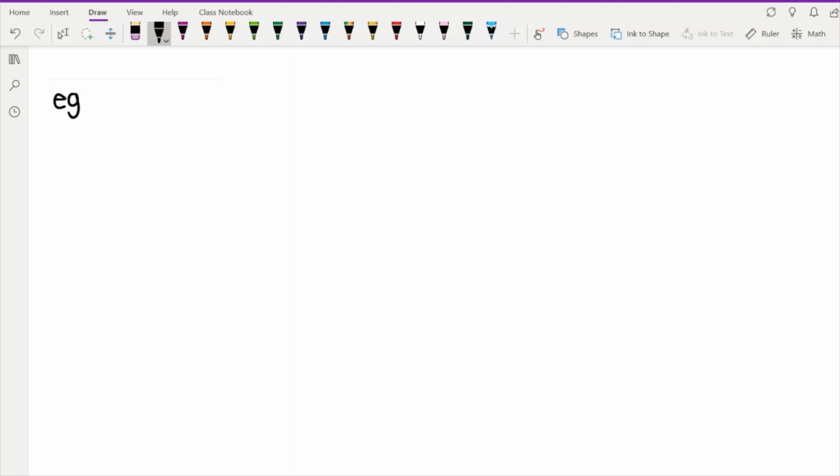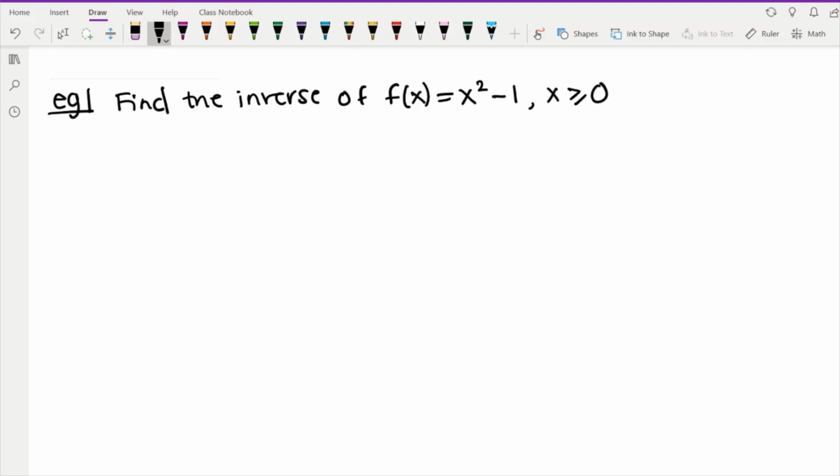Okay, so let's say that we wanted to find the inverse function of the function f of x is equal to x squared minus 1. Remember, any function that has a shape that's a parabola is not going to be one-to-one. So what we need to do is add something called a domain restriction. In this case, the domain restriction that would make the function one-to-one would be x is greater than or equal to 0. I just want to remind you where that comes from.